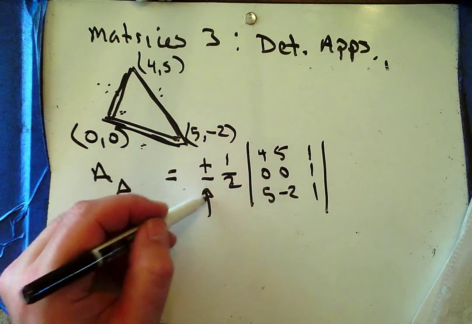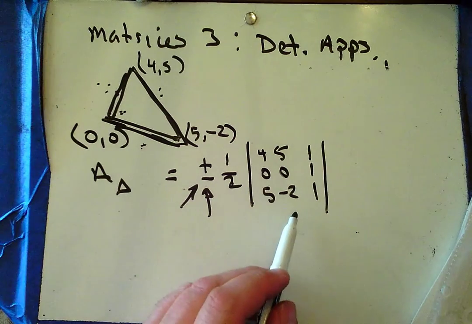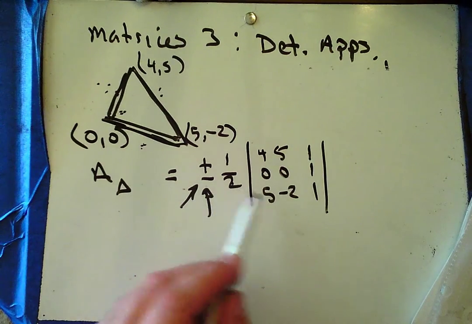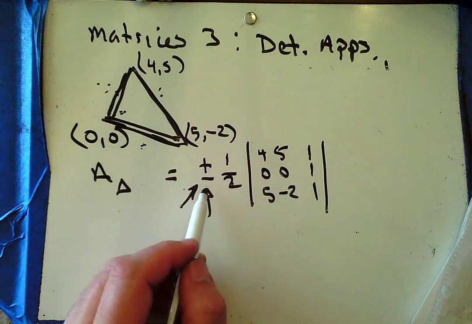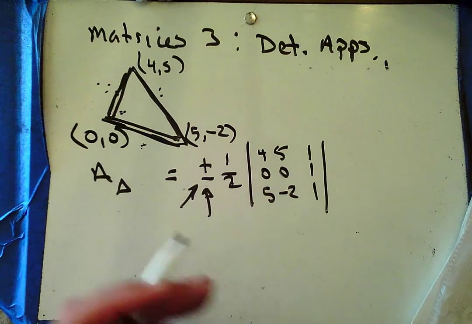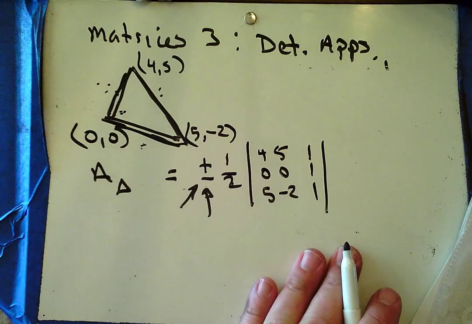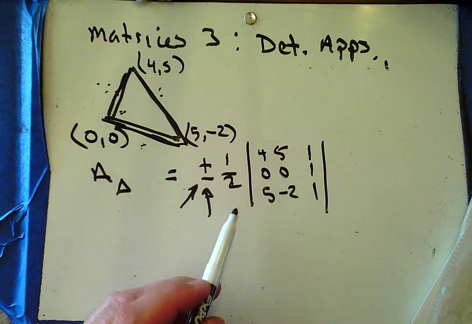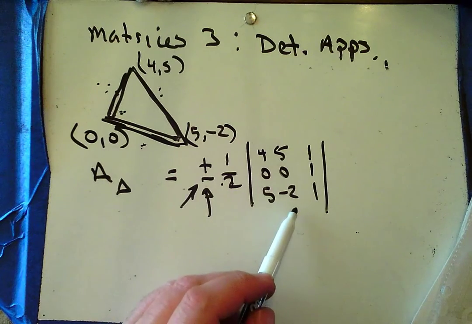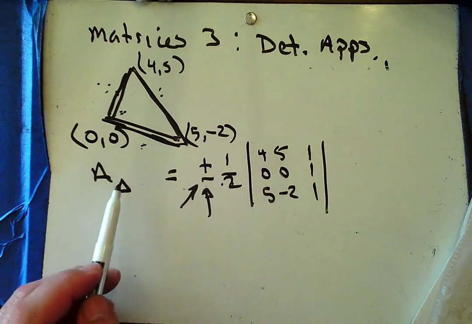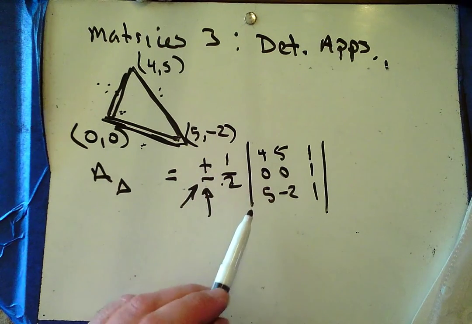Now, this plus or minus here, it's not both. It's one or the other. If your determinant is positive, then you multiply by positive 1/2. If your determinant is negative, then you multiply by negative 1/2. We know area always has to be a positive number, but sometimes determinants are negative numbers, so we might have to multiply by a negative 1/2. Though, sometimes determinants are positive numbers. Area is always positive, so we'd want to multiply the determinant by positive 1/2.